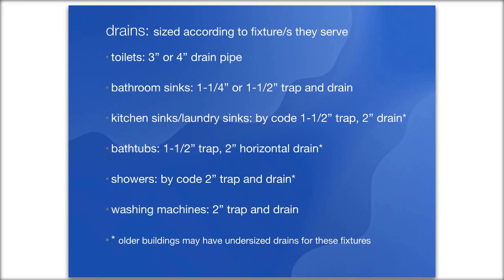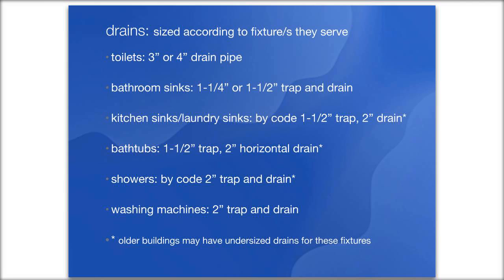Typically, toilets require a 3-inch or sometimes a 4-inch drain pipe, and you will never be cutting a 3-inch or 4-inch drain pipe. So that's the most important thing you can get from this talk: Greywater will be a smaller size drain in a typical home. Bathroom sinks will typically have a 1.5-inch trap and drain.